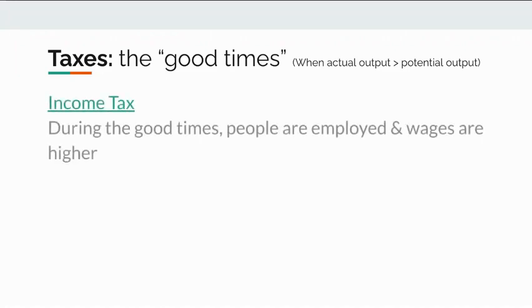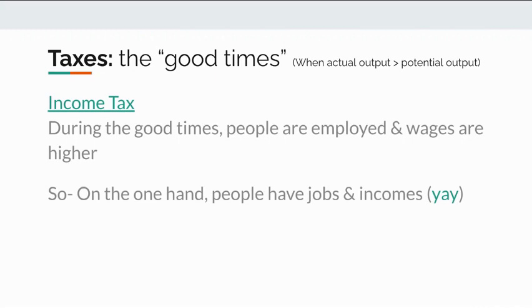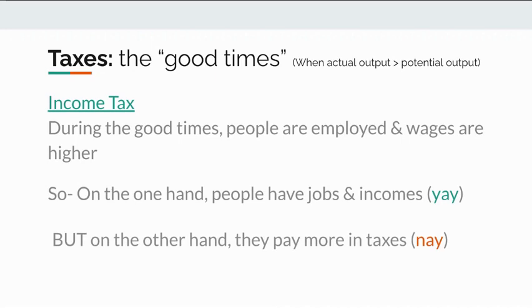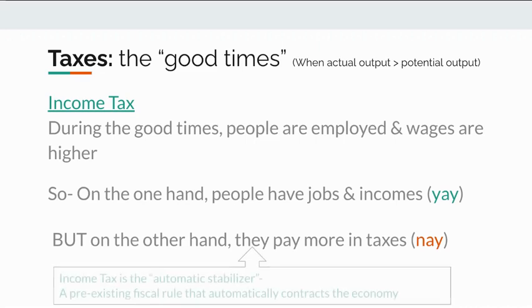With income taxes, remember, during the good times, people are employed. Wages tend to be higher. So this is awesome. The economy is booming, it's heating up. On the one hand, people have jobs and they have incomes. Yay! But on the other hand, they are paying more in taxes. Nay. And you know from our fiscal policy lesson that increasing taxes is going to be a contractionary policy, right?